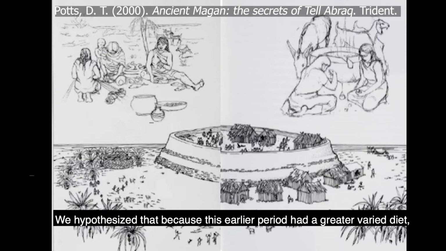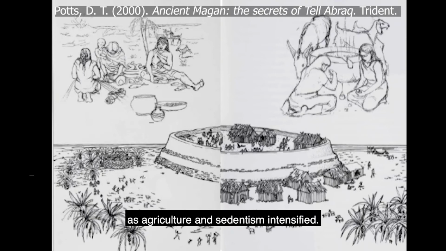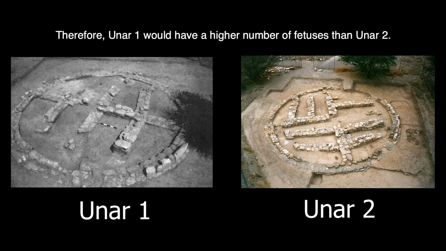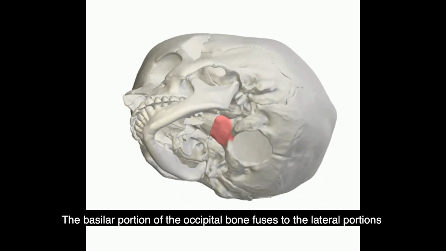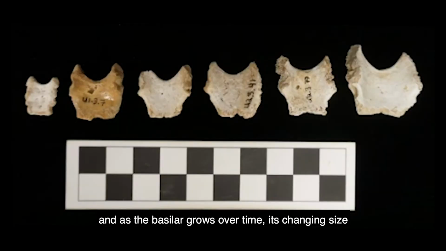We hypothesized that because this earlier period had a greater varied diet, this would have promoted better health than in later years as agriculture and sedentism had intensified. Therefore, an-Nar 1 would have a higher number of fetuses than an-Nar 2. The basilar portion of the occipital bone fuses to the lateral portions of the occipital bone at around 4 years of age, and as the basilar grows over time, its changing size can be reliably associated with certain age groups.